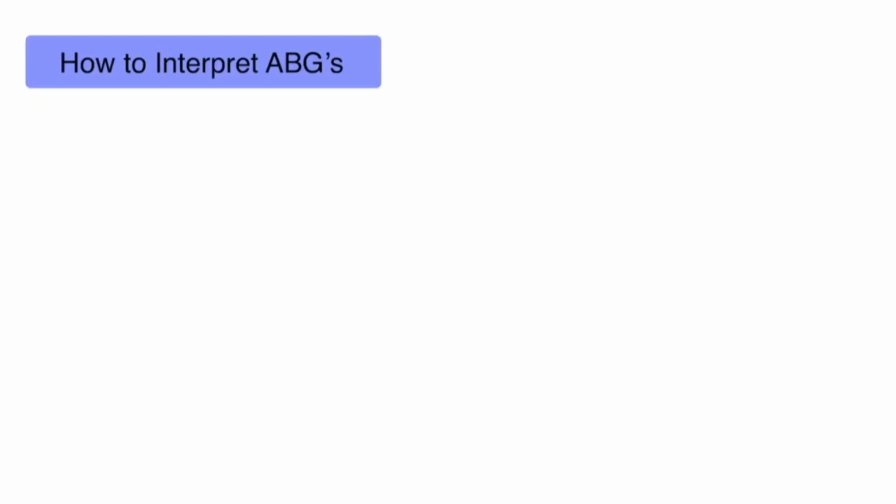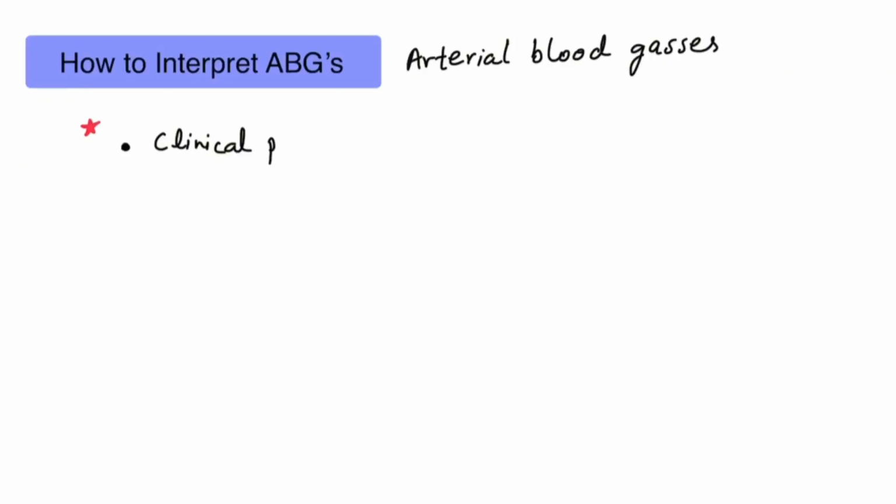So, ABGs are basically arterial blood gases that we will encounter in our daily ward rounds, in emergencies, in ICU as well. So, it is important for us to know about them.